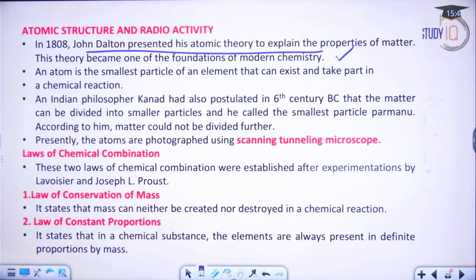However, these two laws, the conservation of mass and conservation of proportions, okay, these two laws are collectively known as the law of chemical combination, and still they are valid because that is how it is used. Okay. Remember that.